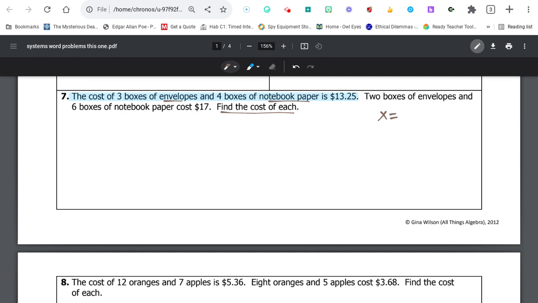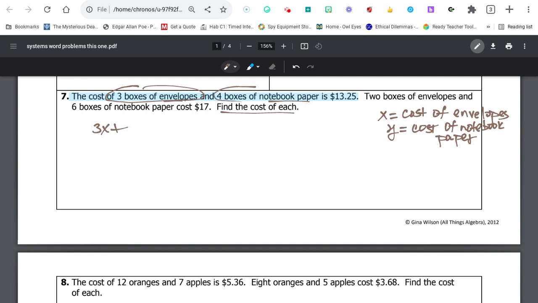So let's let X be the cost of the envelopes. And you could let X be the cost of the notebook paper. It doesn't matter. All right, but I'm gonna let X be the cost of envelopes. And I'm gonna let Y be the cost of the notebook paper. So always define your variables first so you'll know what X is and what Y is. All right, so 3 boxes of envelopes, so that's going to be 3X. And then 4 boxes of notebook paper, so that's going to be 4Y, equals $13.25.